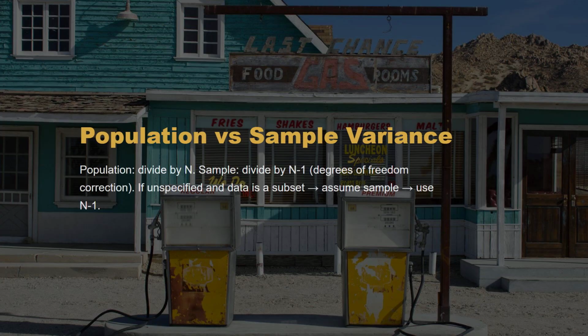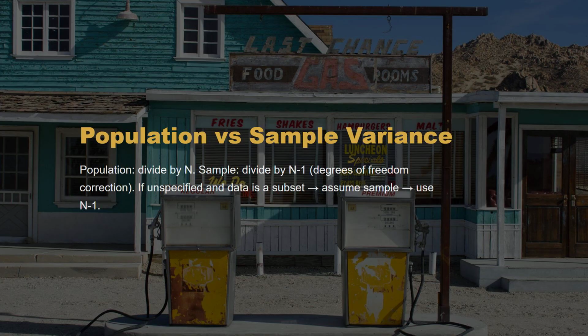Critical exam distinction. Population variance divides by n. Sample variance divides by n minus 1. Why the difference? When you calculate variance from a sample, you use the sample mean as an estimate of the true population mean. That sample mean is calculated from the same data. This introduces a bias. The sample will always appear less spread out than the true population because the sample mean is positioned to minimize deviations within the sample. Dividing by n minus 1 corrects for this bias.